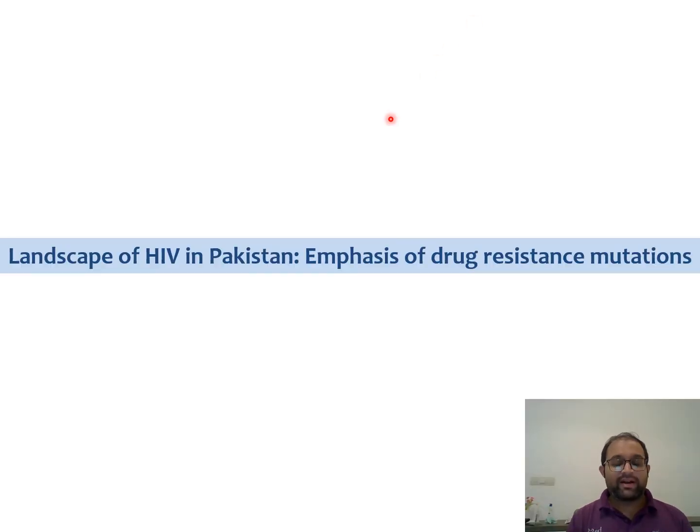So with this brief background, I'm going to now switch gears and talk about the landscape of HIV in Pakistan, with emphasis on drug resistance mutations. I'm going to start with presenting a fact sheet for Pakistan. Then we are going to look at the subtype diversity within the country, focusing just on HIV. Then we are going to look at the phylogenetic models and how different high-risk groups are communicating with each other. And finally, I'm going to present some of the data on the drug resistance mutations.